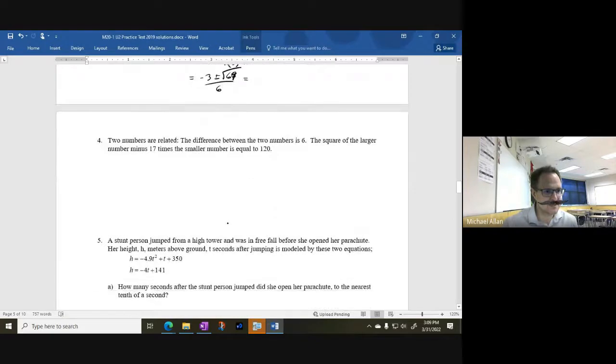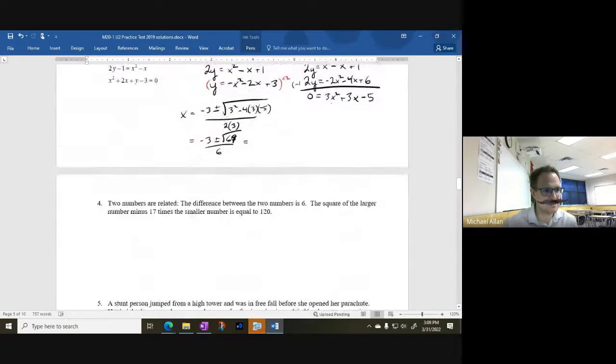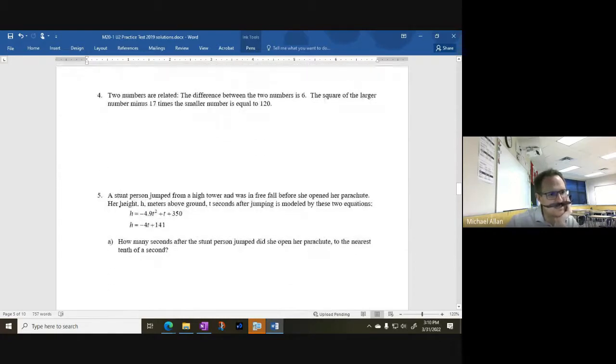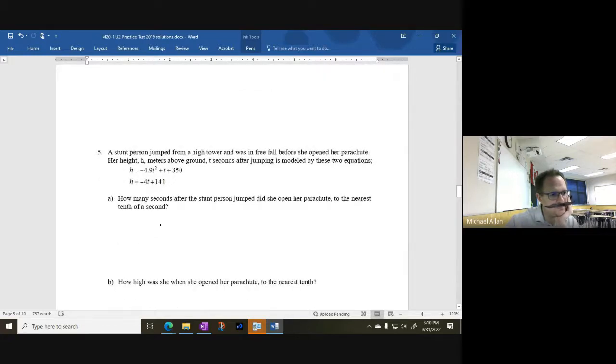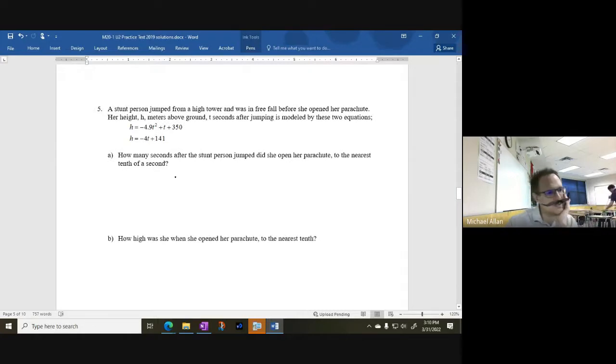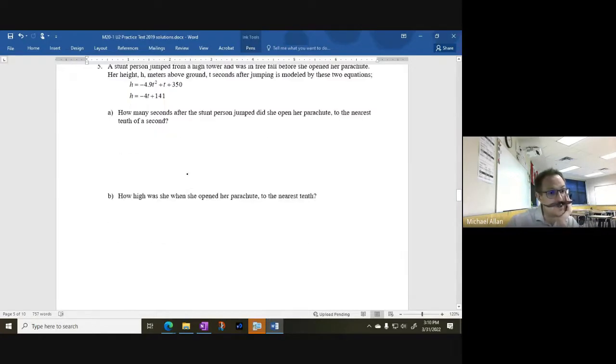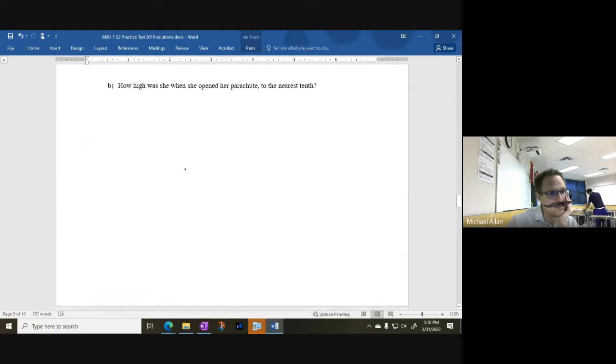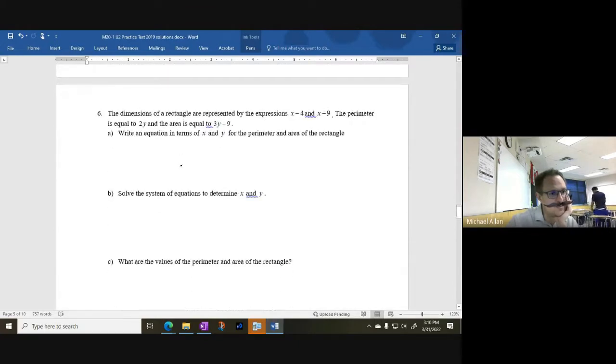Okay, some word equations here. I'm going to skip past number 2. First between two numbers is 6. The square of the larger number by 17 times the smaller. Yeah, I'm not going to ask a kind of question like that on the test. I'll skip past that one. This one here, you probably want to do it algebraically, but it's just another systems equation. So we're going to run into a thing where we have too many systems equations. I'm going to skip past these two.